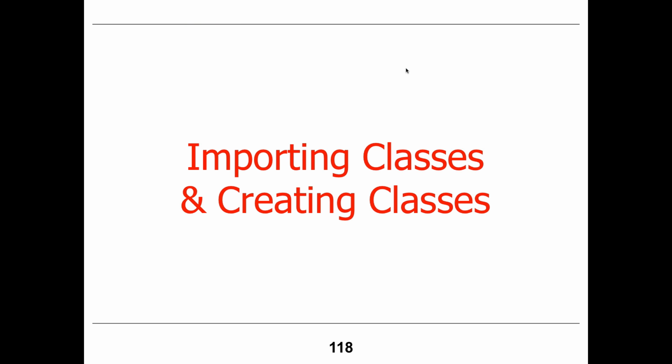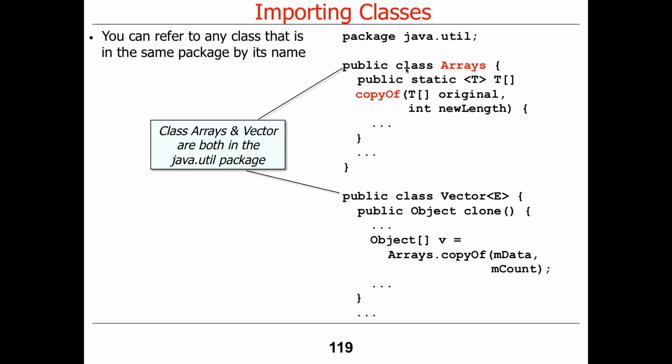All right, so now I think we're going to talk about packages and importing classes and so on. You can refer to any class that's in the same package by its name. So here's an example, java.util. As we talked about before, that's a package. You can define a package by saying what the package name is at the top. And you could have lots and lots of files that are all part of the same package. In fact, everything in the java/util directory, or folder, is in the java.util package.